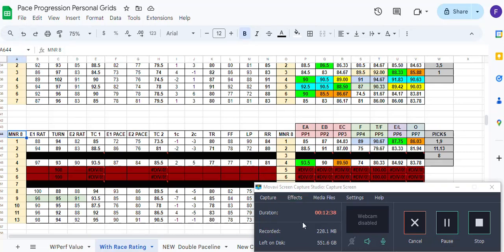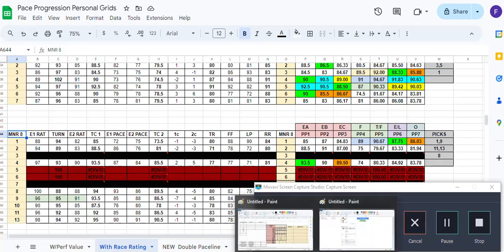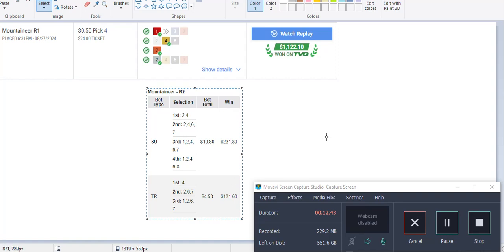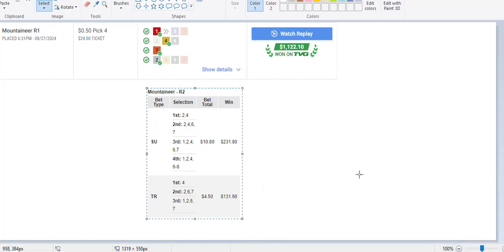But what I did want to show you is last time I handicapped Mountaineer, and I put these into Discord. Last week I had a great day, or a great night. I forget which night it was, but I started off in race 2, and I hit the 20-cent super for $231.80. And in that same exact race, I had a 50-cent try, spent $4.50 on, and I got $131.60 for that. And in that same sequence was the pick 4. I did play a $24 ticket, and I hit a very nice pick 4 for $1,122. And so again, I'm not boasting here.